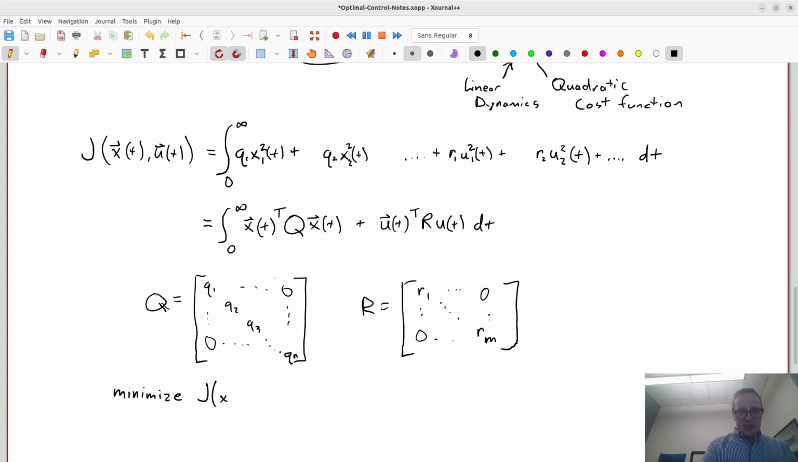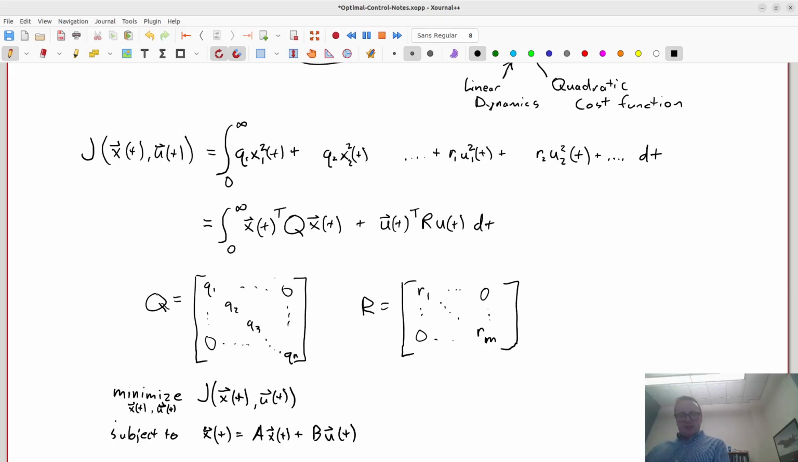So we have: minimize J of x(t), u(t). We're minimizing over these trajectories, the entire trajectory of x of t and u of t, subject to our only constraint for LQR, which is the dynamics constraint: x dot of t equals our dynamics matrix A times x of t, plus our control matrix B times u of t.